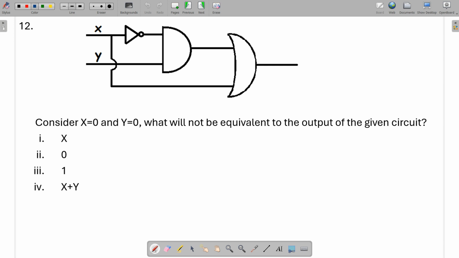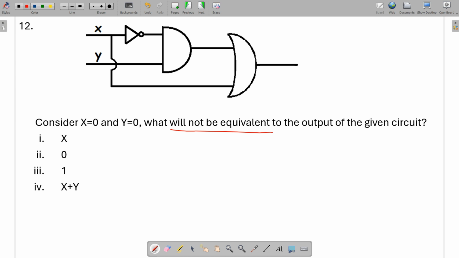Question 12 is kind of a logic gate question. You are given: consider x equals 0 and y equals 0. What will not be equivalent? So be very careful on these kinds of questions. It says what will not be equivalent to the output of the following circuit.